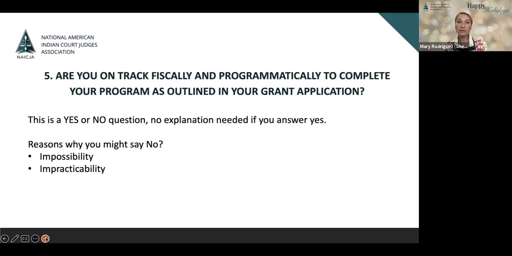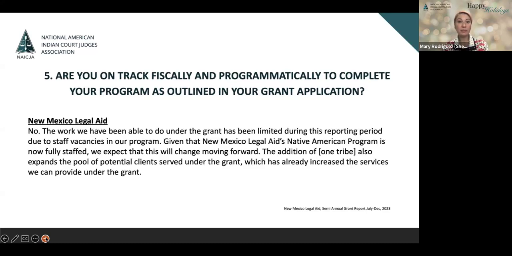Question 5 is, are you on track fiscally and programmatically to complete your program as outlined in your grant application? This is a yes or no question. If you say yes, you don't need an explanation. If you say no, some reasons why you might say no are impossibility or impracticability, explaining those. Here's an example of New Mexico Legal Aid saying no, we've been limited because we don't have enough staff.